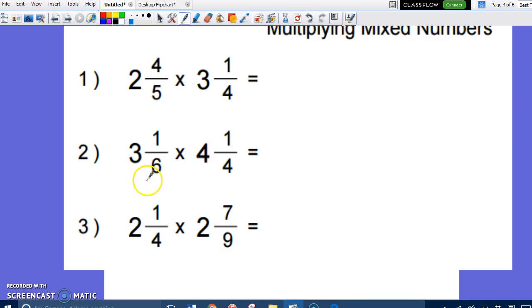So I'm going to multiply. 3 times 6 is 18, plus 1 is 17. So I have 17 over 6. And 4 times 4 is 16, plus 1 is 17. Oops, look at the mistake I just made. That's what it was. 3 times 6 is 18, plus 1 is 19. I don't know why I kept putting 17. There we go. So I got 19.